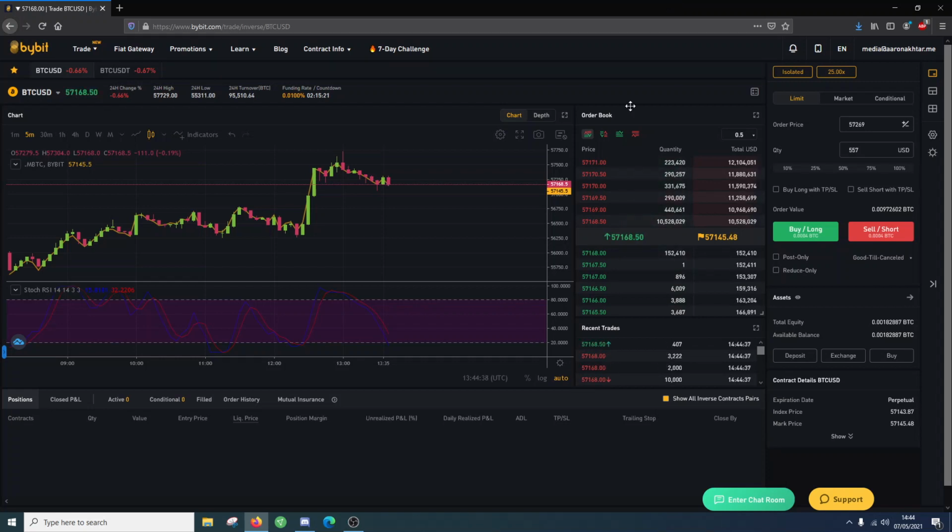You can use any platform to actually use this method as long as it supports the stochastic RSI indicator. I'll get into what that is in a moment.